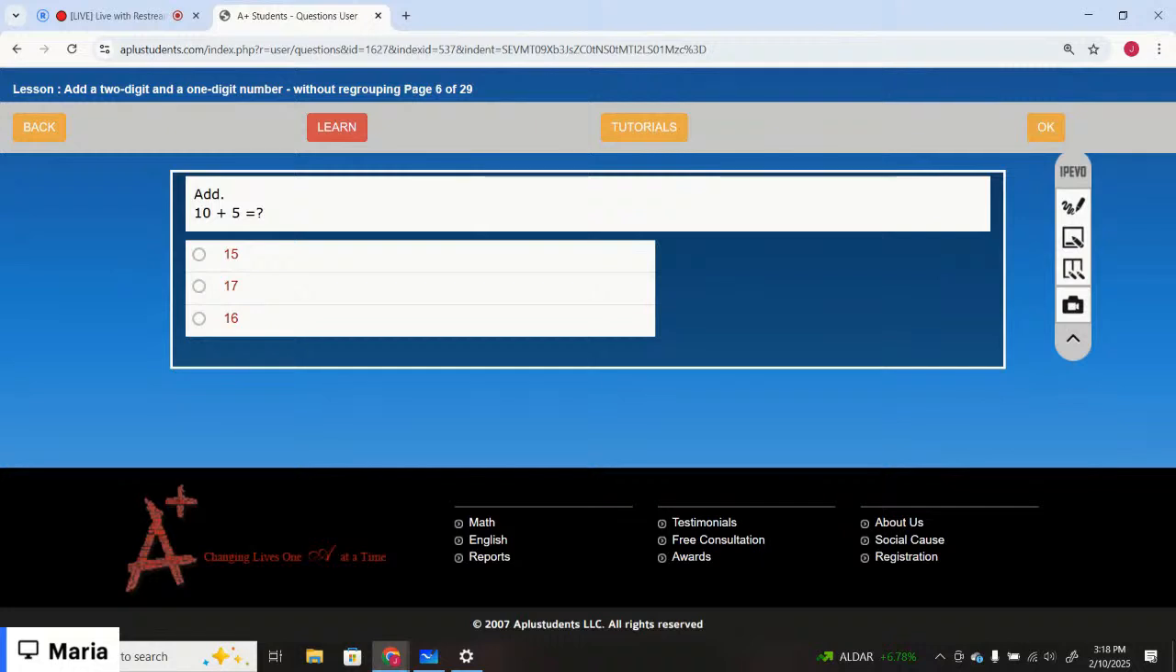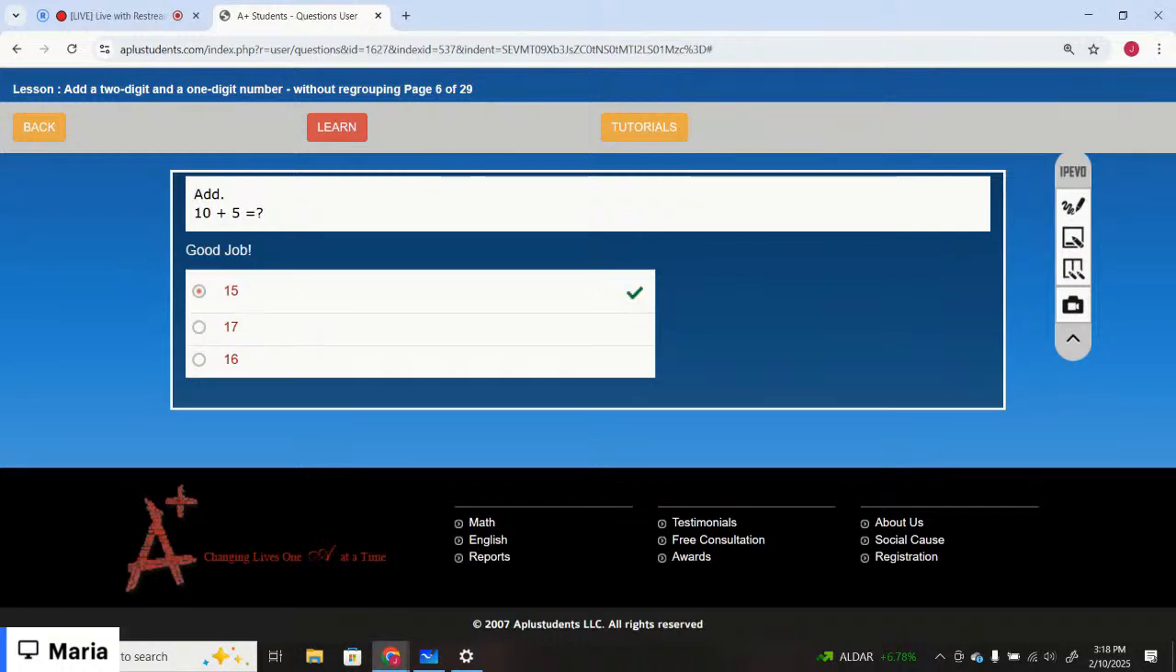Ten plus 5, which is the correct option? That is 15. Option number 1 is the correct option.